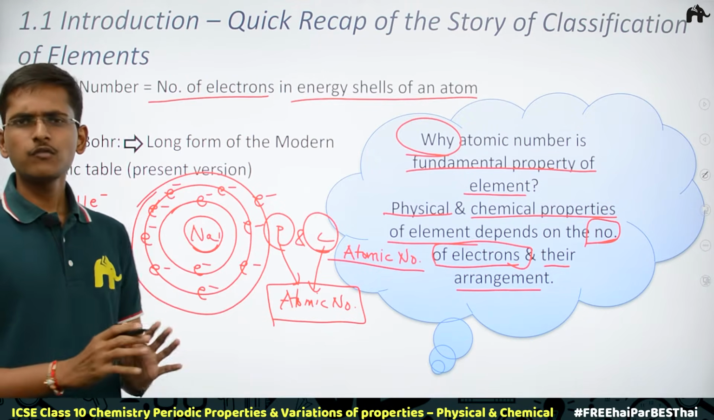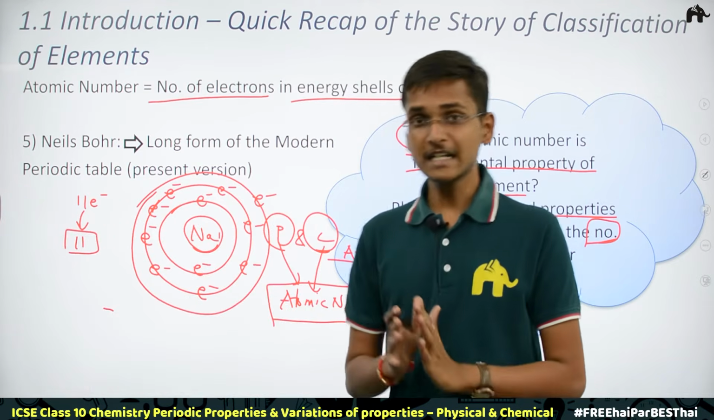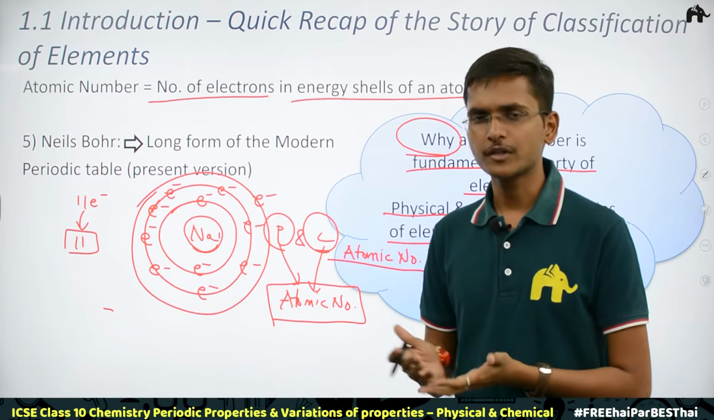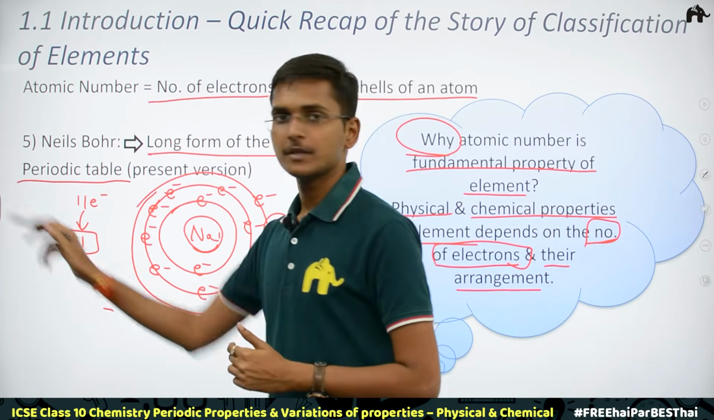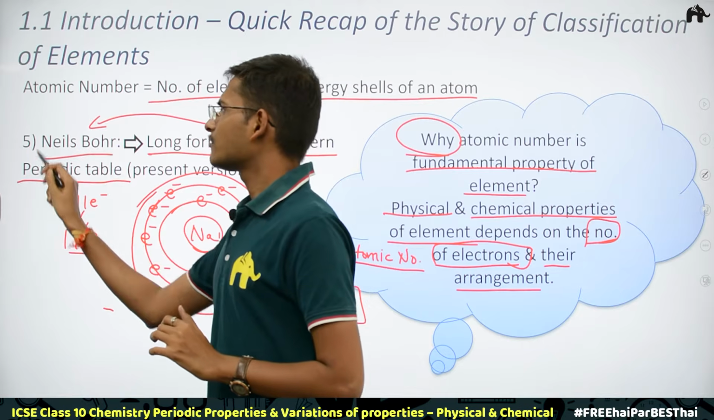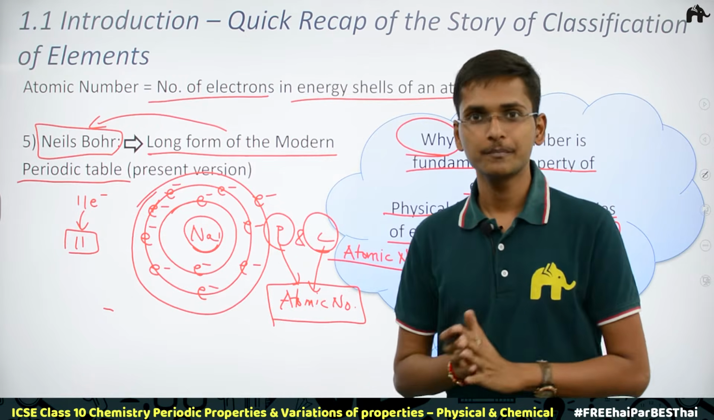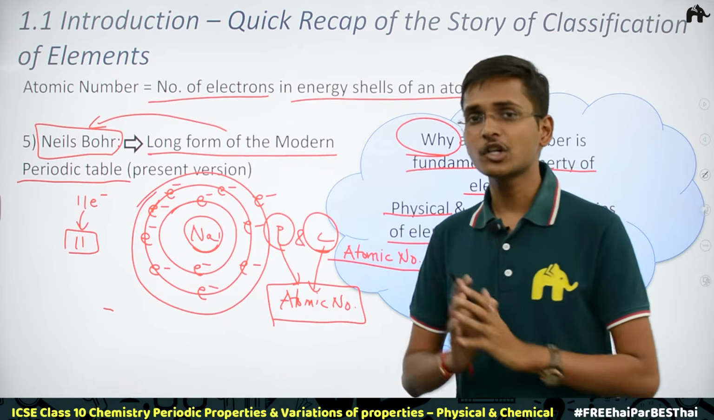Now, enough of Moseley, let's move ahead. Moseley gave us the modern periodic table, but the periodic table which we are using right now, the present version, is actually called the long form of the modern periodic table, and this was given by a very famous, very superb scientist, Niels Bohr. Okay, now we have ended the story of the development of the periodic table.